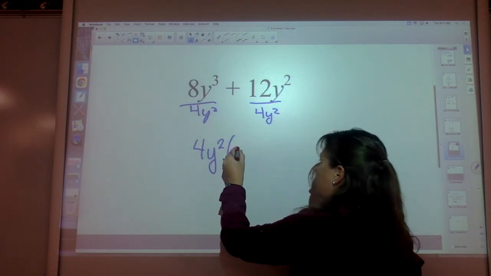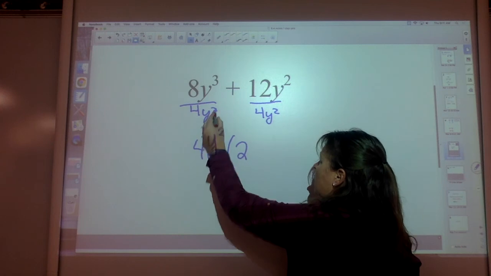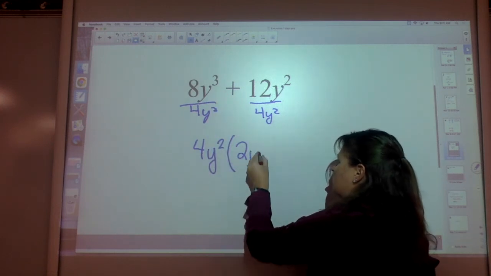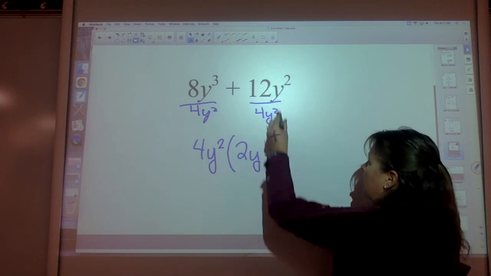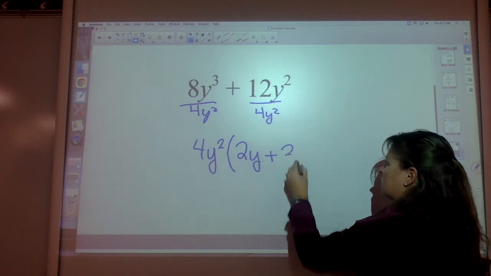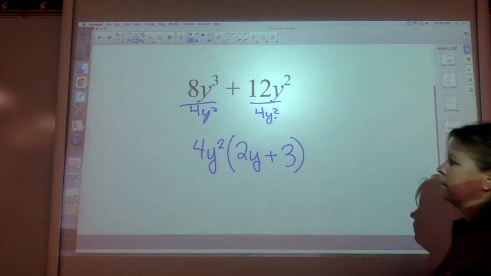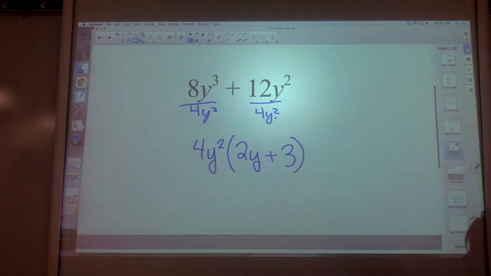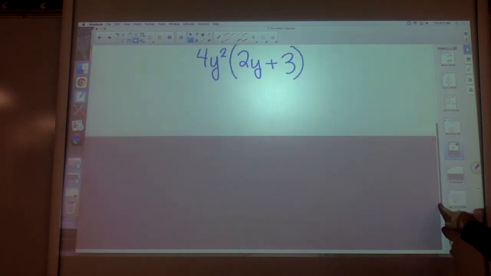8 divided by 4 is 2. Y to the 3rd divided by y squared, you subtract exponents, you get just y to the 1st, but don't write your 1. Plus 12 divided by 4 is 3. And y squared divided by y squared is y to the 0. If you ever want to check your answer, distribute it. Distribute it right back together and see if you go back to your original problem.